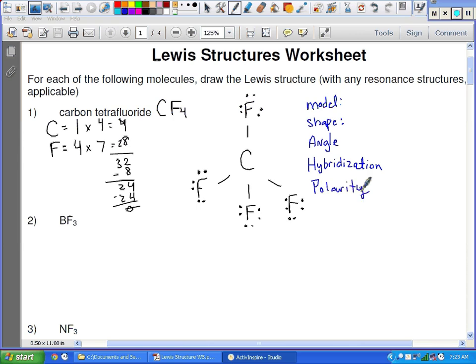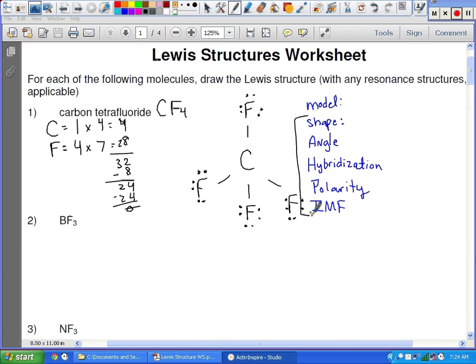Now, I'm going to tell you this. On the test, you're going to have to tell me these 5 things. The model is not a part of the test. That is just to help you figure out the shape and the rest of it. If you have memorized the sheet that I gave you, once you know the model, you should know the rest of these things. So if you memorize the model, then you can figure out the other 5 that are a part of this.